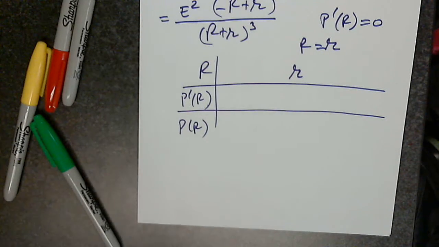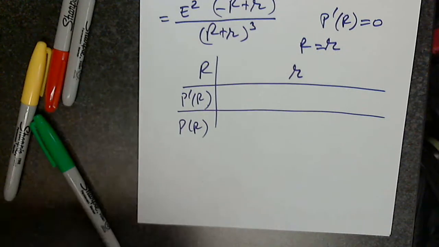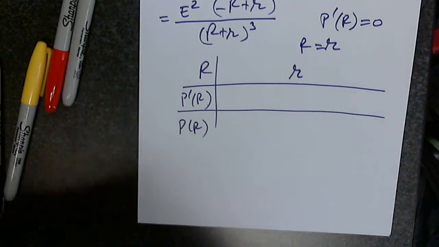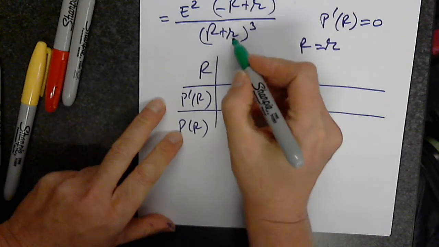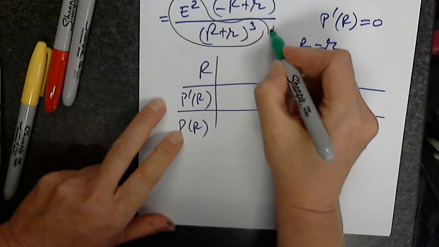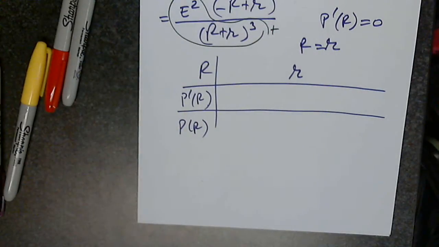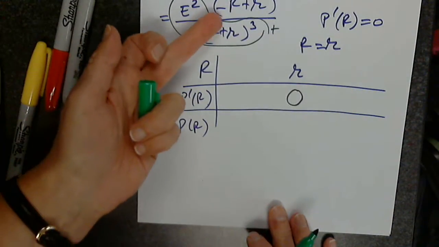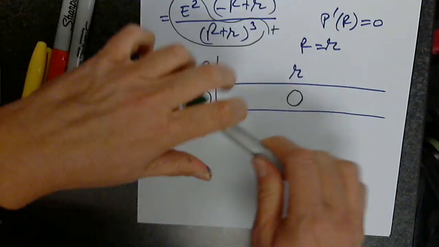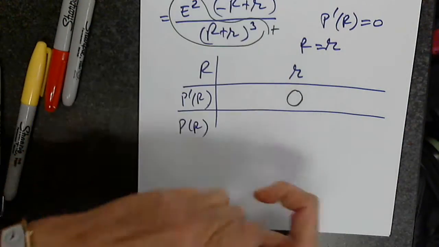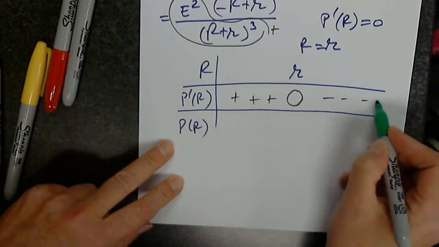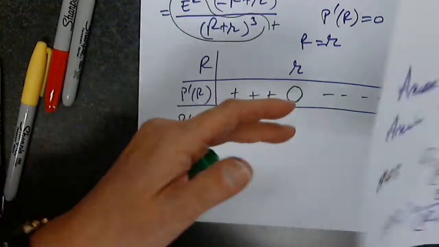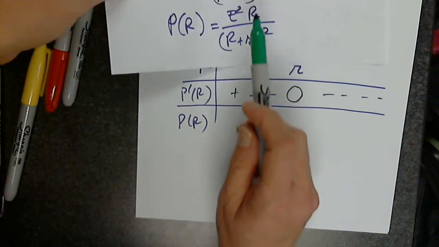So now R and r are positive values because they are resistance. It cannot be minus ohms, right? And this is a positive number. This is going to be a positive number. This is all positive here. So this is 0. And since it's a linear function with a negative slope: positive, 0, negative. So positive, 0, negative.